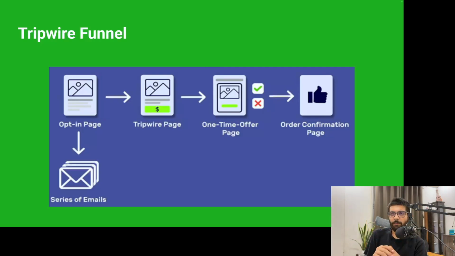To give you an example, let's say I am having an ebook related to performance marketing. I'm charging 49 rupees for it, right? I will run ads and I will bring you to the Tripwire page.